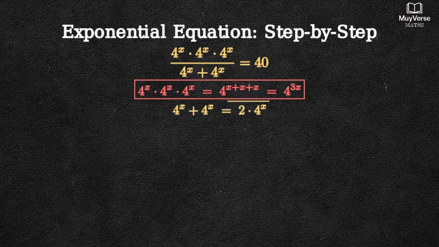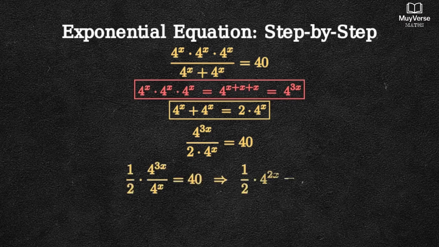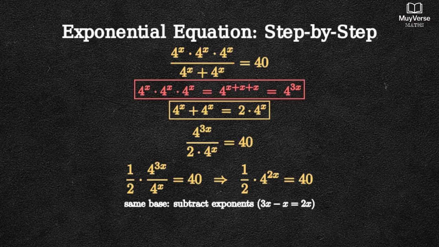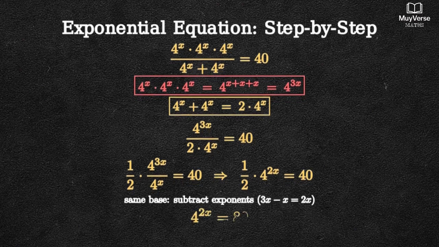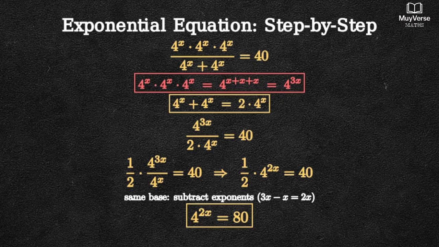The denominator is 4 to the x plus 4 to the x. Adding the same term twice is 2 times 4 to the x. Now, we rewrite the whole equation using those simplifications. We get 4 to the 3x over 2 times 4 to the x equals 40. Divide same base powers. Subtract exponents, so 4 to the 3x divided by 4 to the x becomes 4 to the 2x. That leaves 1/2 times 4 to the 2x equals 40. Next, isolate the exponential. Multiply both sides by 2 to remove the 1/2.